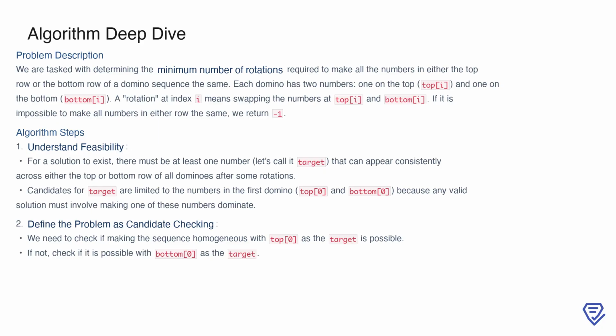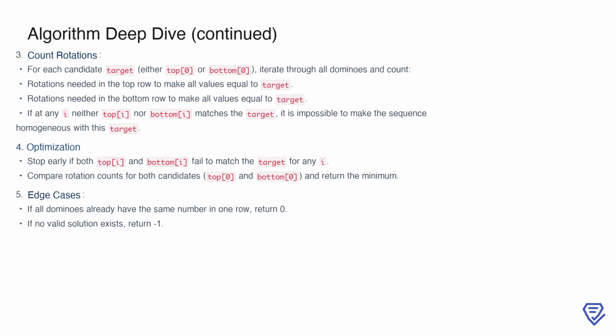From here, our task becomes one of candidate checking. First, we check if it's possible to make the sequence homogeneous using tops[0] as the target. If that fails, we then check with bottoms[0] as the target. Now, to determine the number of rotations required for each candidate, we iterate through all the dominoes. For each target, we count the rotations needed in the top row to make all the values equal to the target, and separately count the rotations needed for the bottom row.